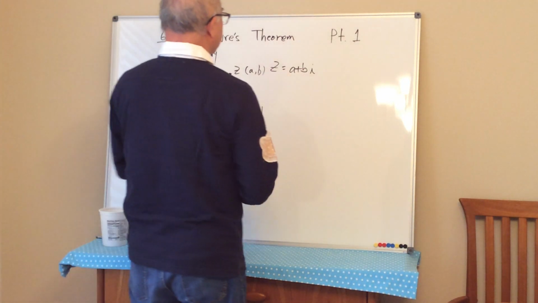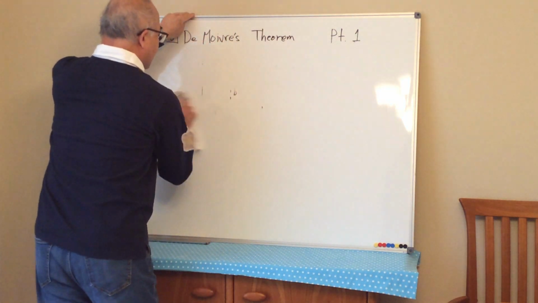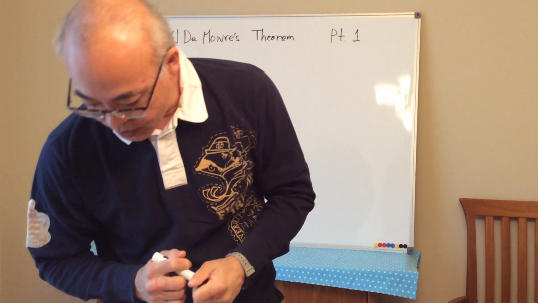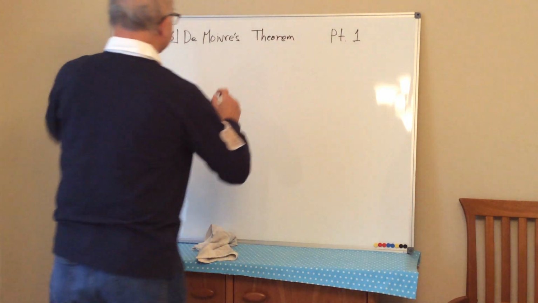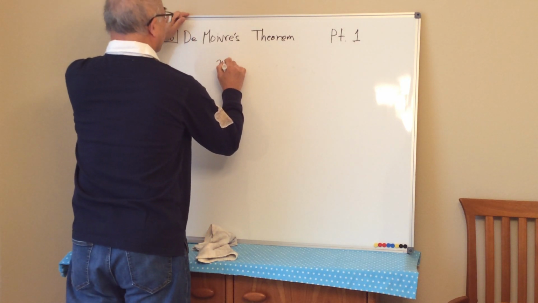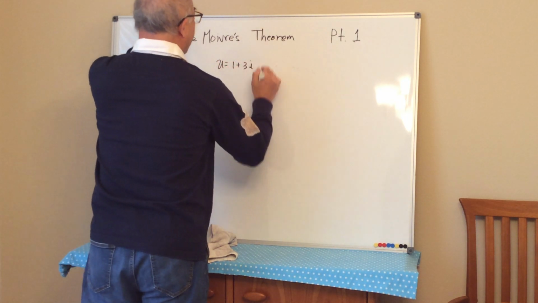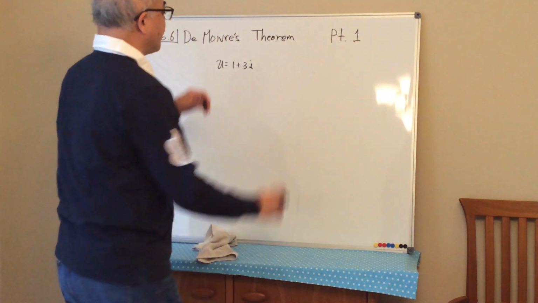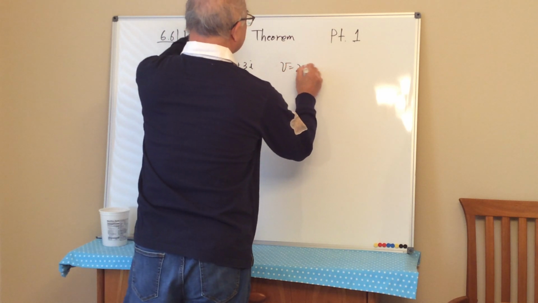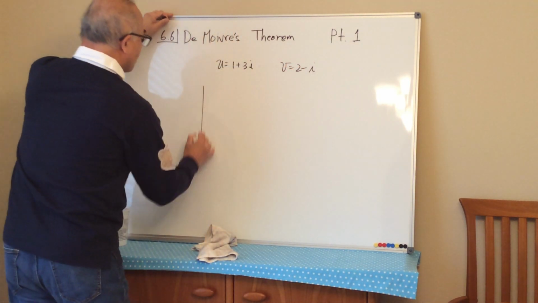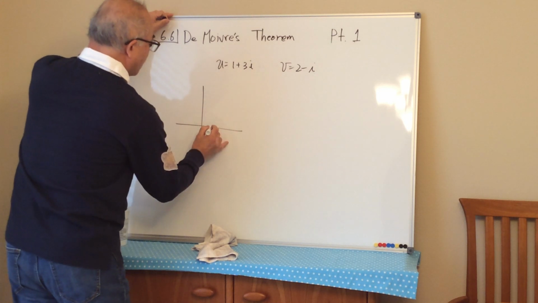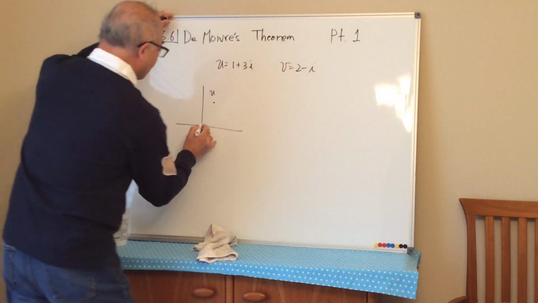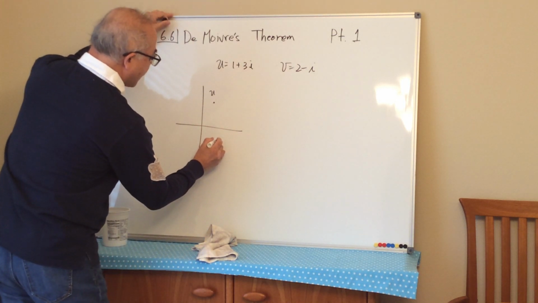Example number one tells us to plot two complex numbers and then add them together. We have u equal to 1 plus 3i, and v equal to 2 minus i. So if I plot this, what do I get? u would be 1 and 3, so this would be u. v is 2 and negative 1.